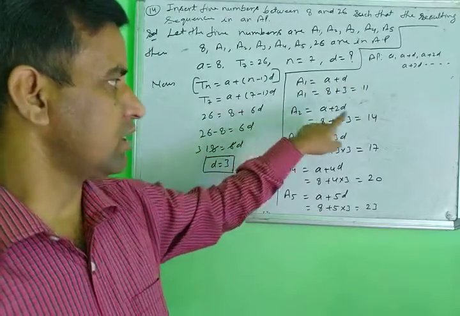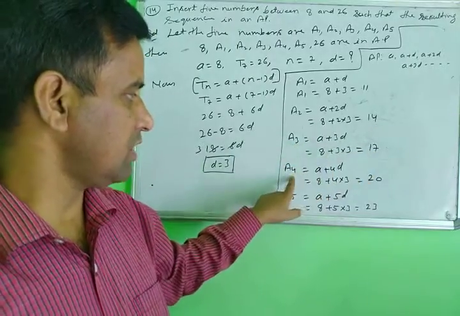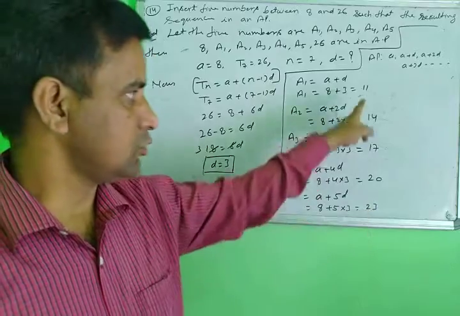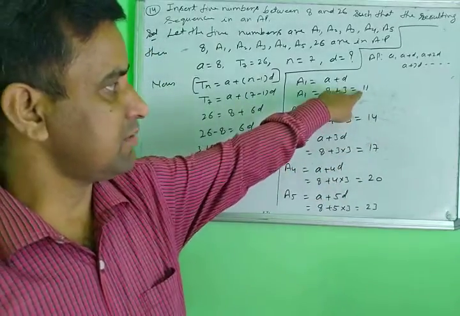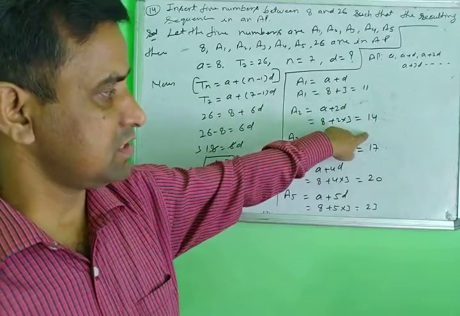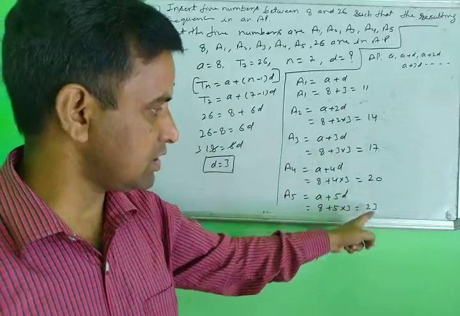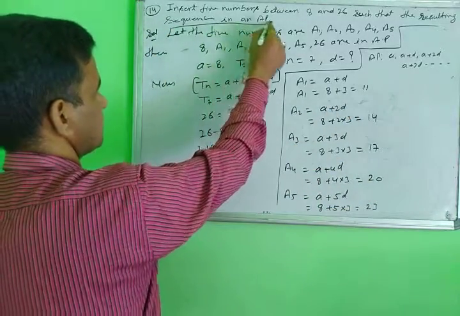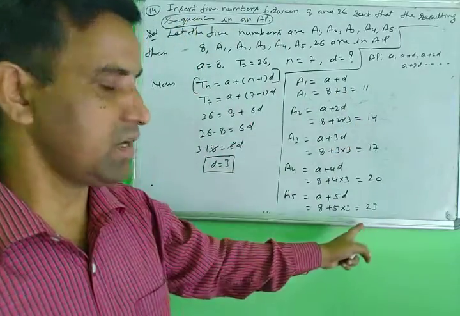So the value of A1 here is 11. The value of A2 here is 14. The value of A3 here is 17. The value of A4 here is 20. The value of A5 here is 23. And you check that all these numbers are in AP form. What is the difference between them? 3. The difference here is 3, here 3, here 3. So these A1, A2, A3, A4, A5 are in AP. The sequence comes in the AP. Every sequence comes in an AP.